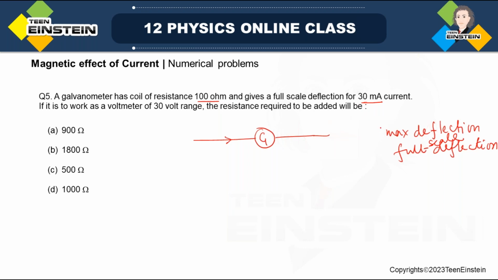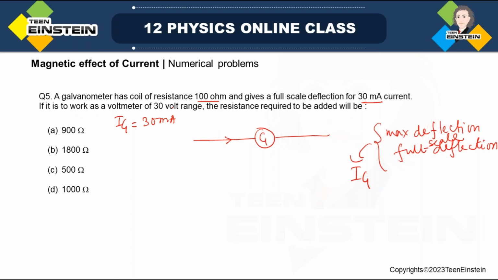You have to consider that this is the I_G. That means this is the maximum allowed current through the galvanometer. So this is the galvanometer current. So I_G is here actually 30 milliampere.